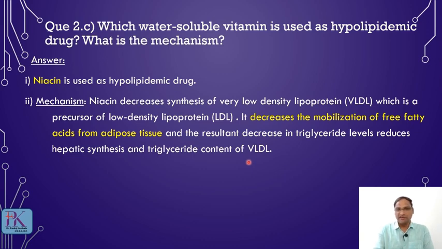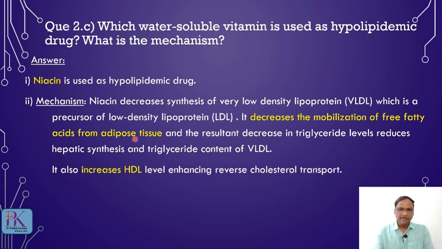So what happens if the hepatic synthesis of VLDL is decreased? VLDL is a precursor of LDL, so due to decreased VLDL, LDL level will also decrease. So that is the first mechanism. The most important line here is decreased mobilization of free fatty acid from adipose tissue. Next mechanism, increase of the HDL level.